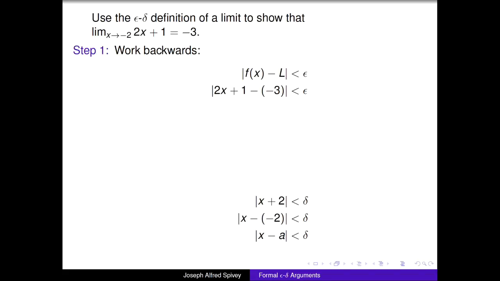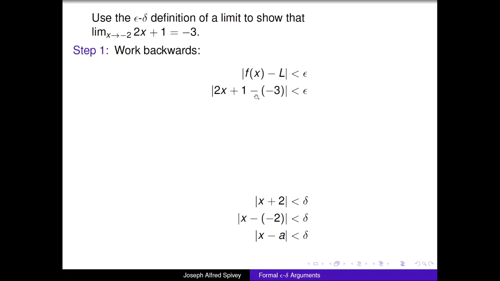All right. Now I also know that f of x is my function. So there's my function 2x plus 1. I've replaced f of x with the function 2x plus 1. And similarly, L is what the limit is equal to, -3. So I'm going to replace L with -3 right here. So my goal in step 1 is to work backwards from this expression to this expression. And the goal here is really to figure out what delta should be. And we'll see what that looks like next.